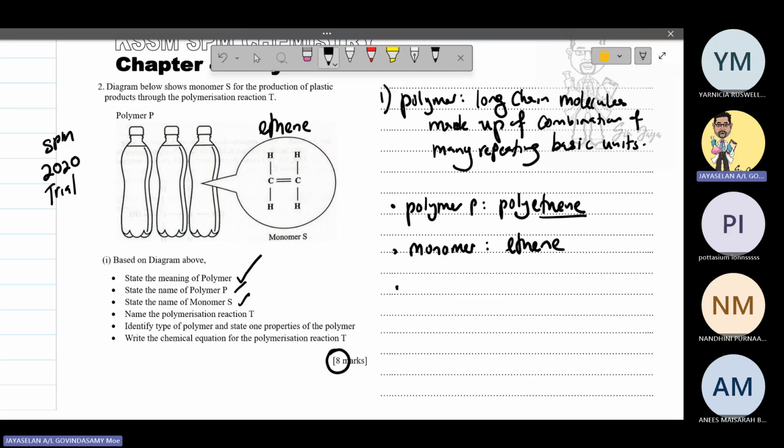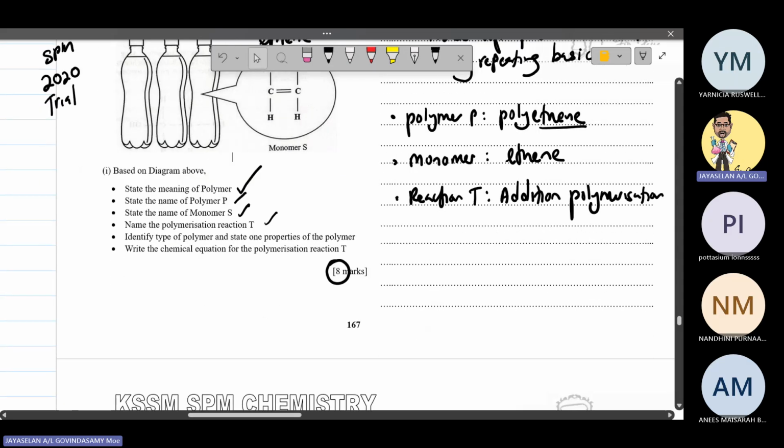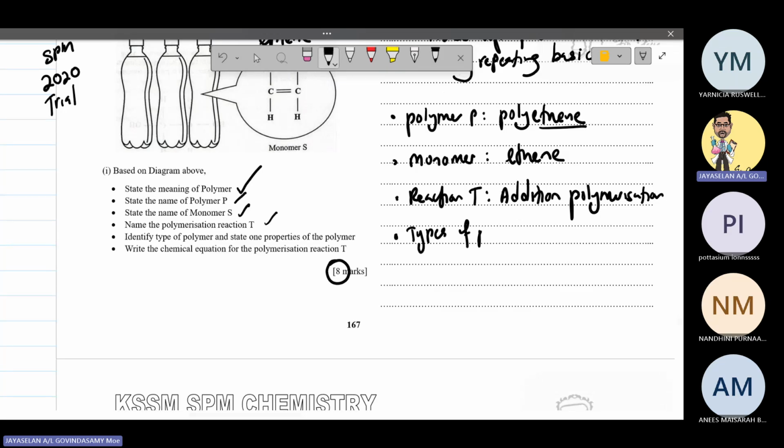Okay, what type of polymerization does this one undergo? So I put here reaction T. Remember, only terylene and nylon undergo condensation. Others are addition polymerization. So I put here addition polymerization reaction. You already score another mark. Any question? Identify the type of polymer and state the properties. This one maybe you all feel very difficult, right? So I put here type of polymer.